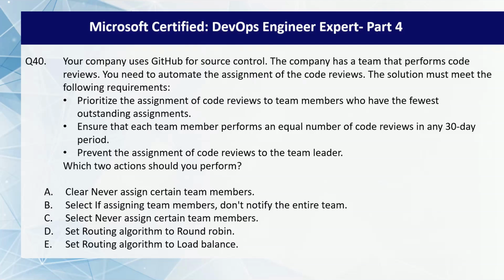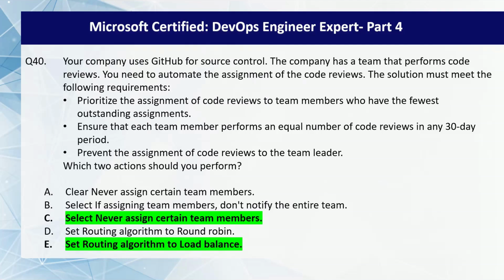Folks, the first action you will need to perform is select never assign certain team members, as this will ensure that the team leader is excluded from receiving code review assignments, and then you will need to set routing algorithm to load balance. The load balance algorithm prioritizes team members with the fewest outstanding assignments and ensures equal distribution over time.